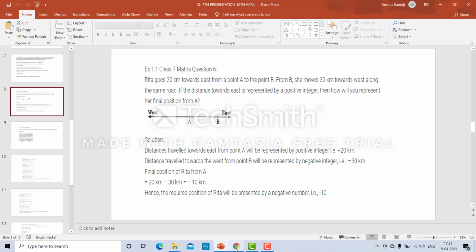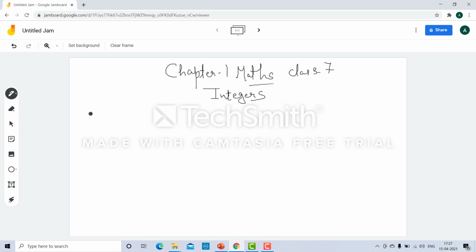Now let us see how we are supposed to solve. So children, over here in question number 6, it is said that she is going in the east direction from point A. Suppose this is your east direction, and it is represented by a positive integer, and she is going 20 kilometers towards east. So children, the opposite of east will be your west direction. Now children, when she is going in this direction, it will be represented by a minus sign. So she is going 20 kilometers towards east, so it will be minus 30 kilometers towards west because she is just going in the opposite direction.